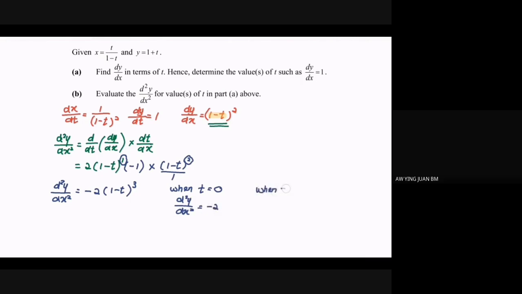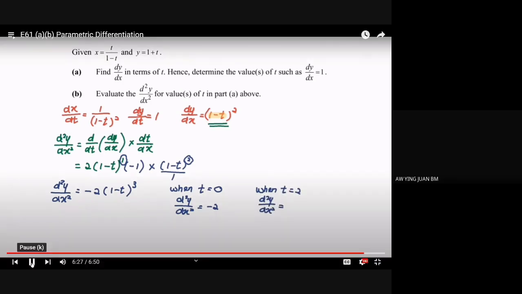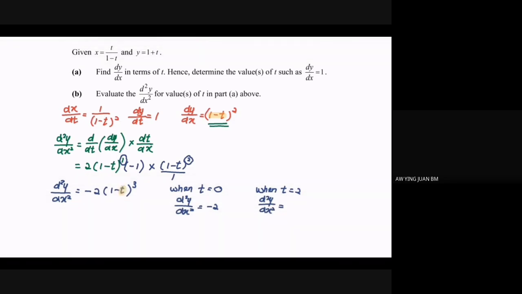When t is equal to 2, if we substitute the 2 in here, we will have negative 1. Negative 1 to the power 3, we will still have negative 1. Multiply with the negative 2, so finally the second derivative will be equal to 2.